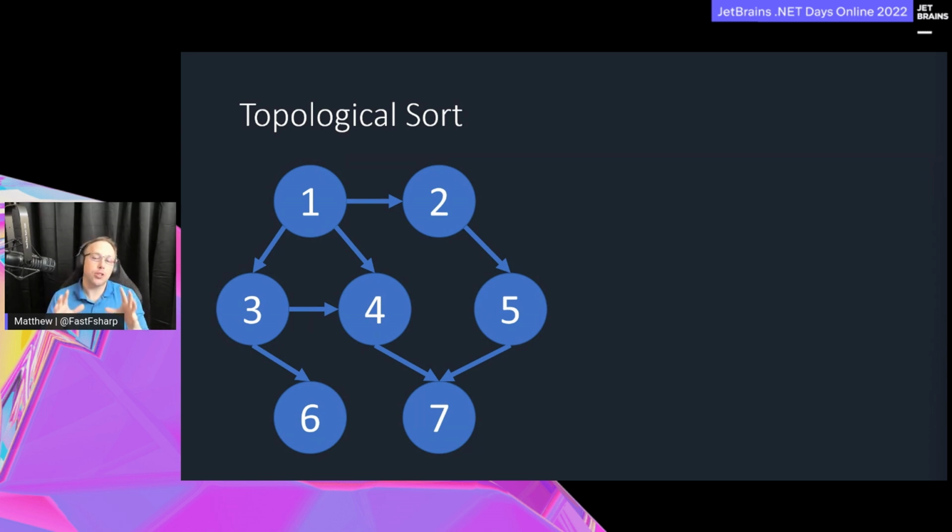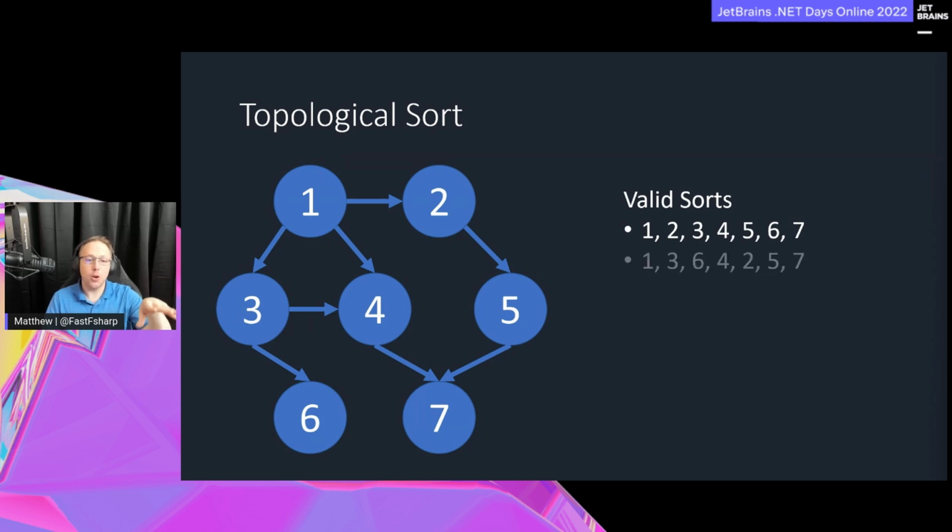And what a topological sort is, it's an ordering of those nodes so that as you go to each node, you know that you have already visited all the parents. So some valid sorts for this graph would be 1, 2, 3, 4, 5, 6, 7, or 1, 3, 6, 4, 2, 5, 7, and there's several others. So there isn't necessarily a unique topological sorting. Unfortunately for us, we just needed any topological sort for our new algorithm to work correctly.